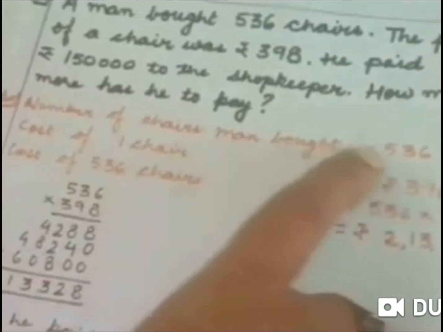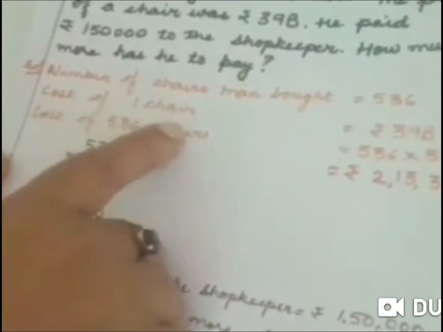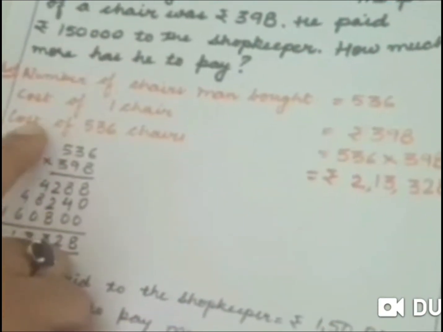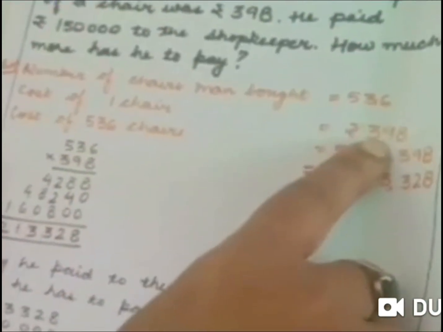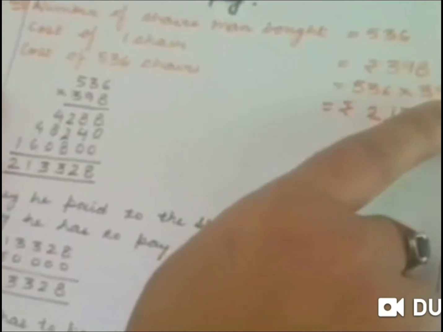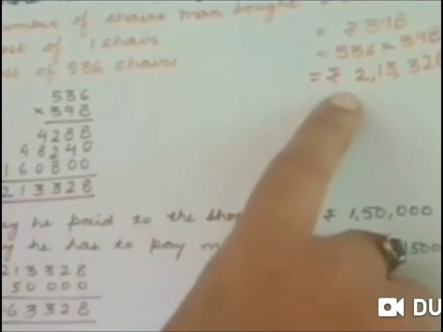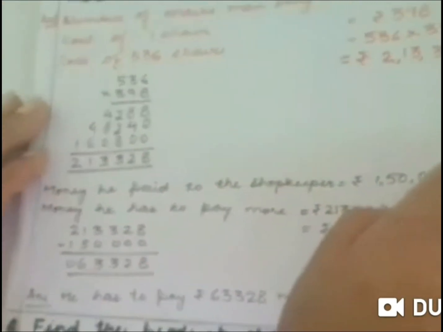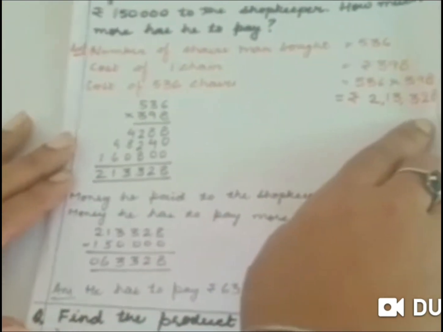Number of chairs the man bought. So how many chairs had he bought? 536. Cost of one chair is rupees 398. So for calculating the cost of 536 chairs, what will we do? We will multiply the cost of one chair by the number of chairs. So 536 multiplied by 398. All of you know how to multiply. You will multiply it like this and the total cost will be 2,13,328 rupees. It means that he has to pay this much amount for 536 chairs.